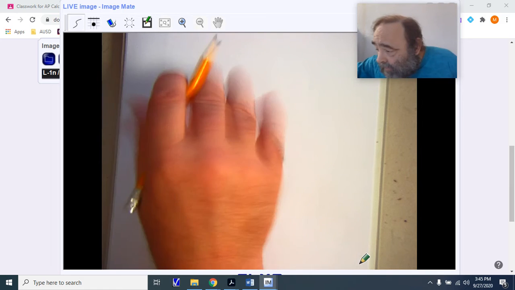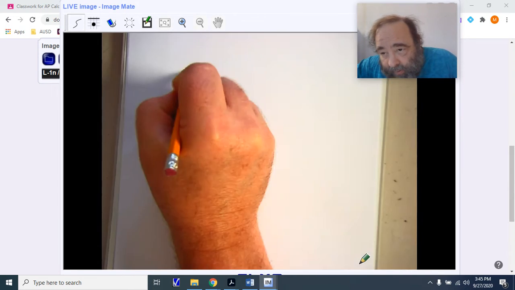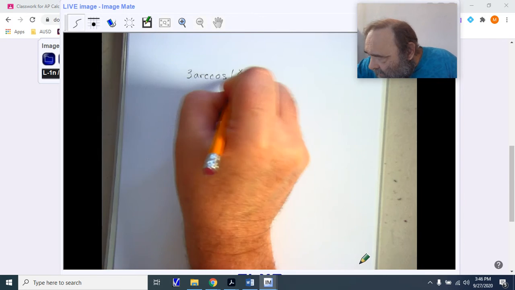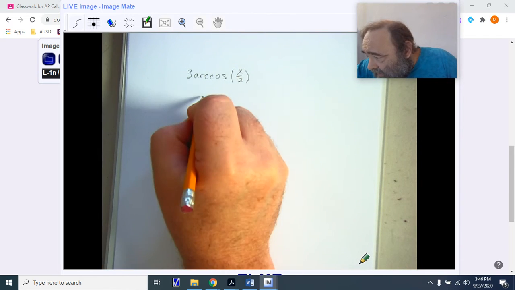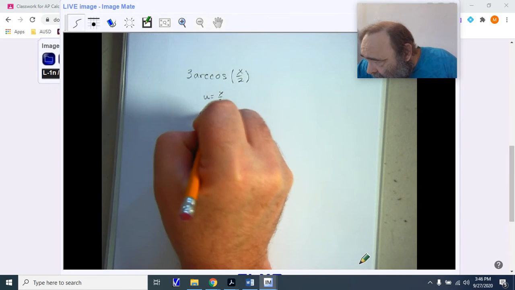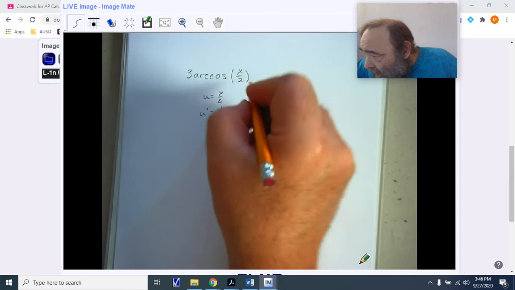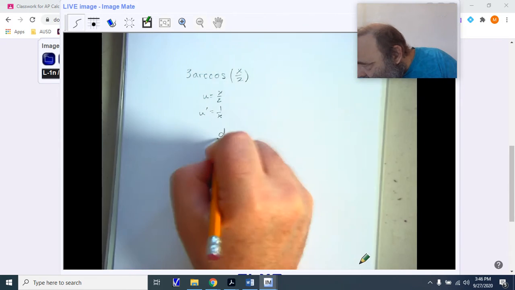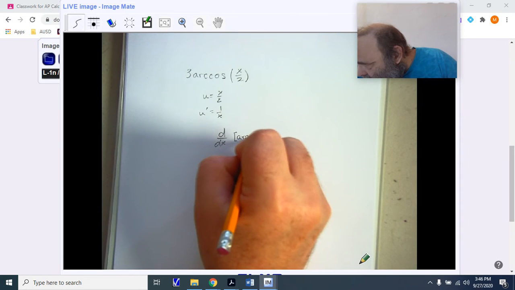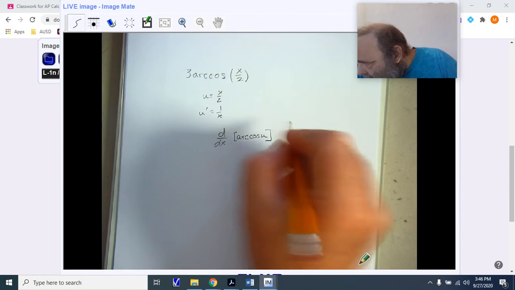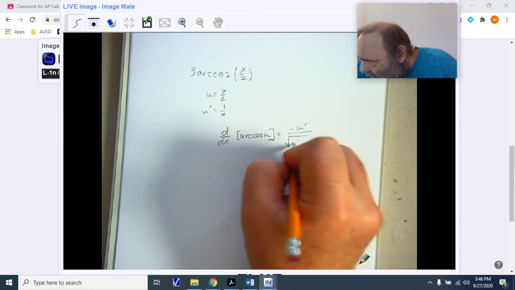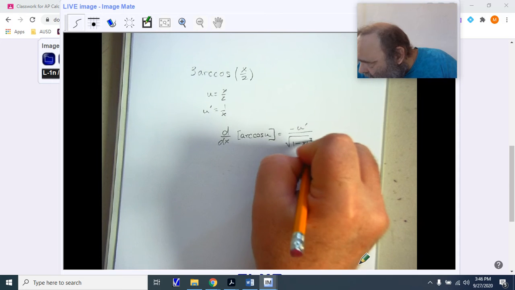Now, let's take an example. We're going to work with the 3 arc cosine, and we're going to have x over 2. Now, that means that our u value is x over 2, and we can see that u prime is 1 over x. We know already that the d dx of an arc cosine of u has to be the negative u prime over the square root of 1 minus u squared.